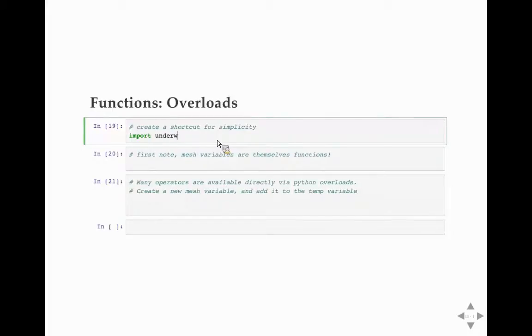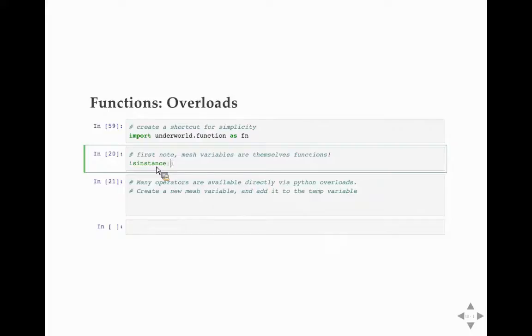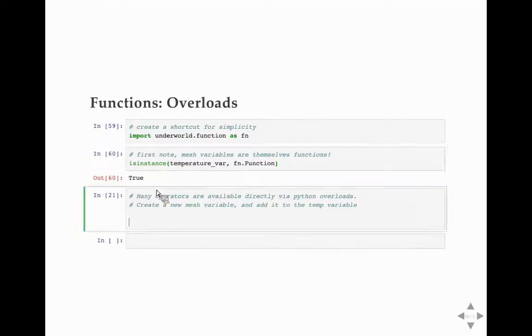Let's just grab a shortcut. All right, I mentioned that mesh variables are functions. So in Python, you've got this isinstance function which basically checks an object and what type it is. If we do, let's say, our temperature variable, and check whether it is the function abstract class, it's true. The temperature variable is itself a function.